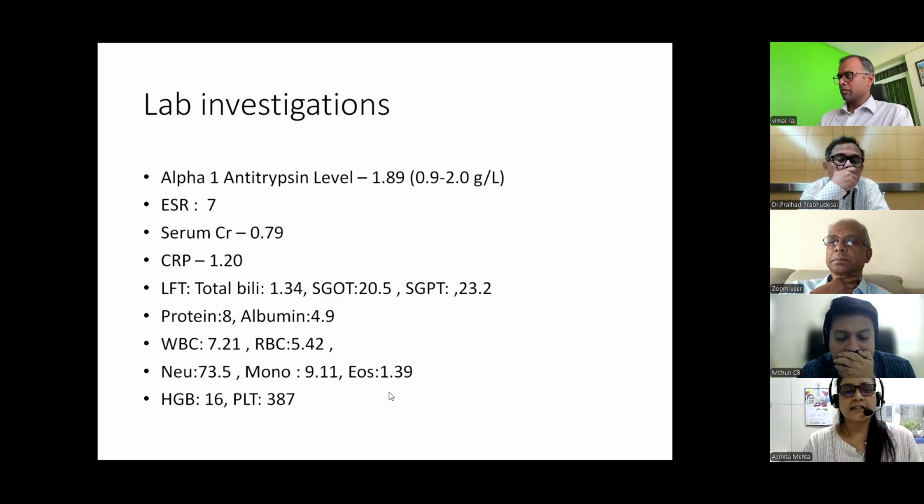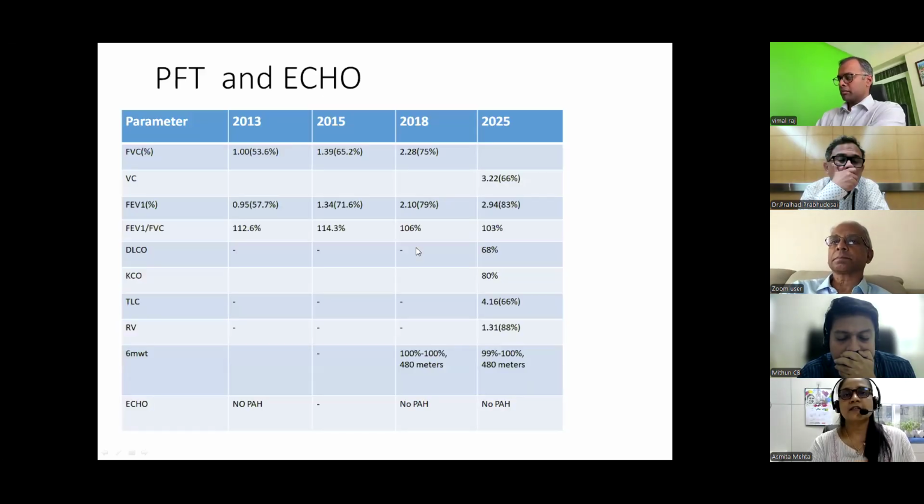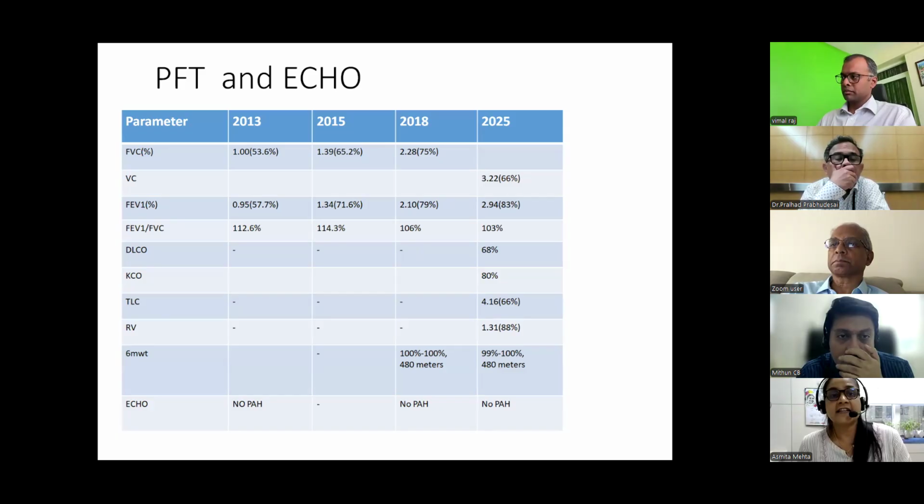He doesn't have any significant infection. He came just for a second opinion because I saw him when he was young. And this is his serial spirometry, which was done over 2013, 2015, 2018, and 2025, which is this visit. His vital capacity is 66%, FEV1 83%, which actually gradually improved over time, maybe because he performed it better.